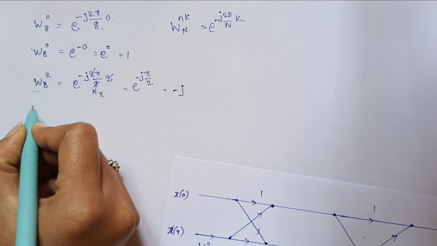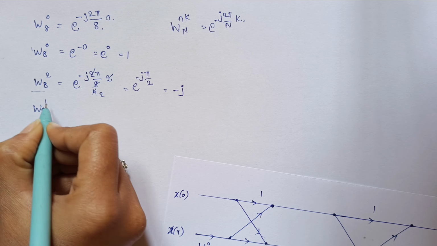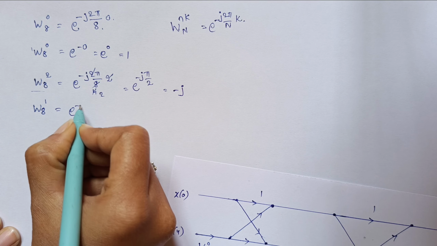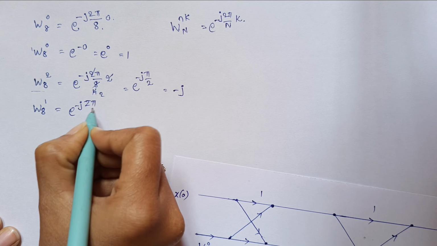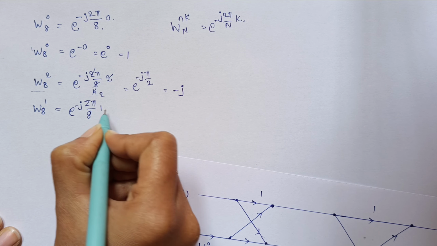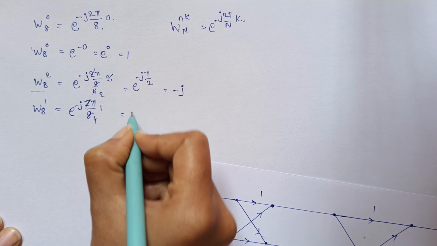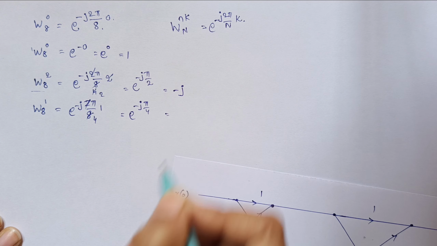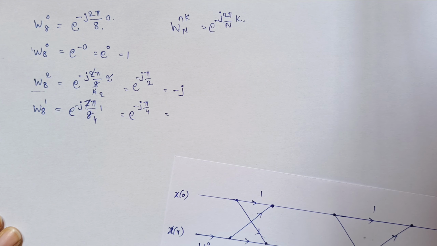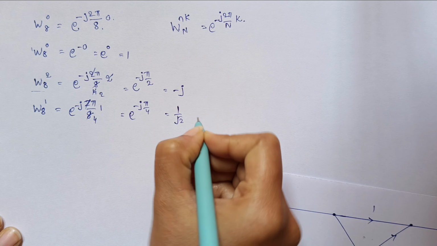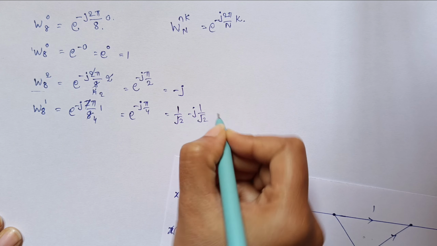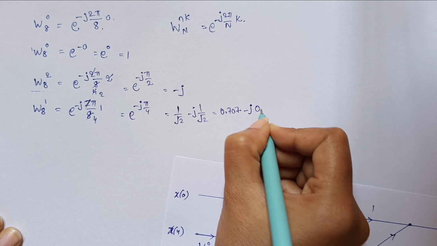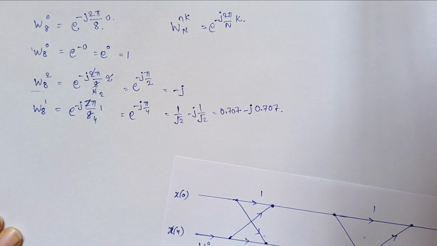So yeah, we have evaluated the value for this, and now let's go to W8 of 1. So we will get e to the power of minus j, and 2 pi by capital N is 8 and k is equal to 1. So it will get cancelled as this, and we will get e to the power of minus j pi by 4. So this value we will get as 1 by root 2 minus j 1 by root 2, or you can write it as 0.707 minus j 0.707. Both are the same thing.